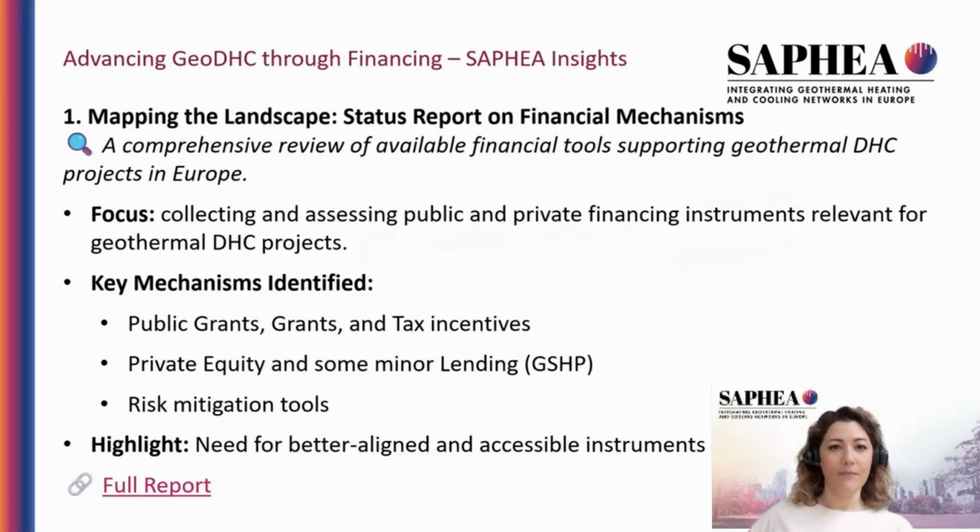First, the mapping, a status report of the financial mechanisms that are currently available in Europe to support geothermal district heating and cooling projects. This work is based on a data set. You have two resources that you can access. One is the report. The report identifies the main instruments that are currently available. On the public side, we have grants and tax incentives and soft loans. And on the private side, equity and some minor lending, mainly green loans from ground source heat pumps.